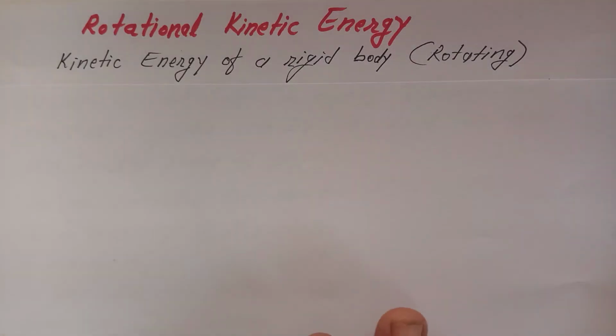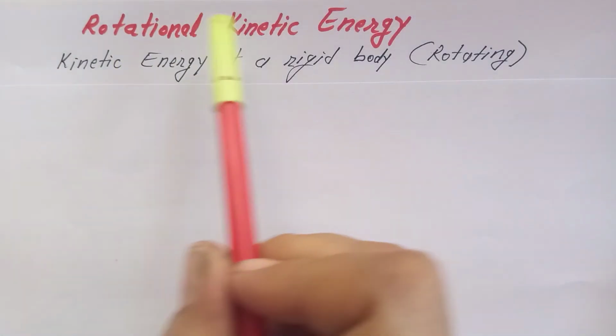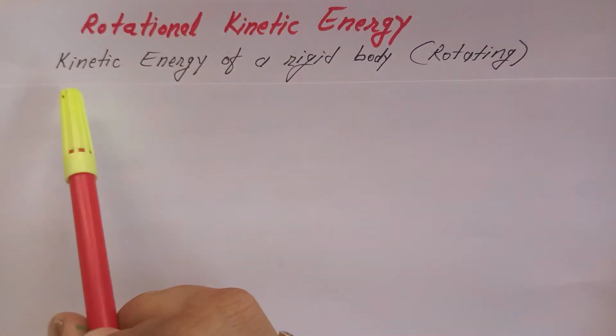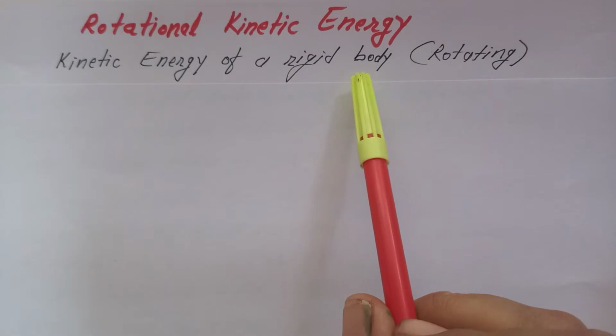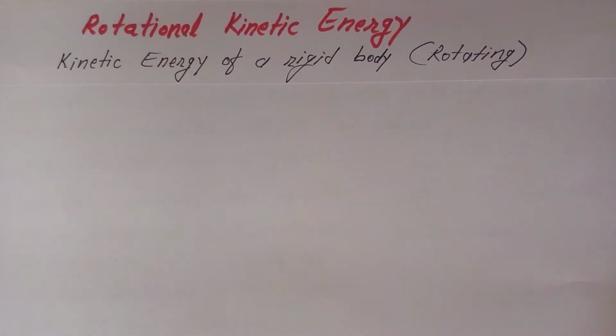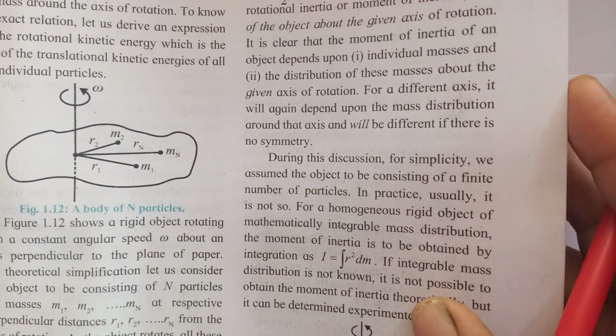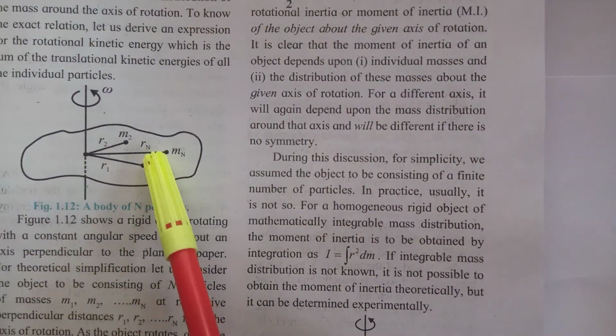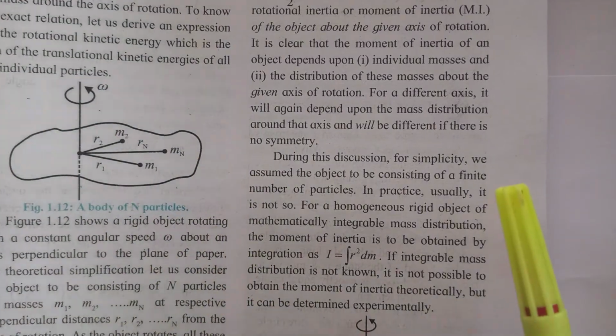In this lecture, I am going to explain how to obtain the rotational kinetic energy, that is, the kinetic energy of a rigid body that is rotating. Now see here, it is given in your board textbook on page number 13. There is the kinetic energy for a rotating body.